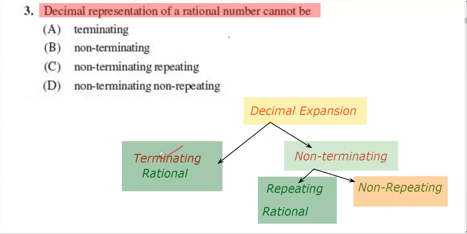As you know, if it is terminating, still it is a rational number. If it is non-terminating but repeating, then still it is a rational number. And when do we say that it is irrational? When it is non-terminating and non-repeating. So we'll say that the correct option will be non-terminating, non-repeating.